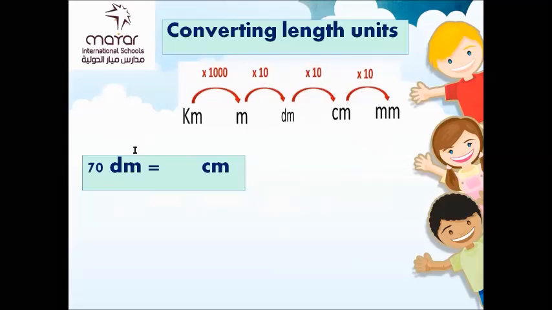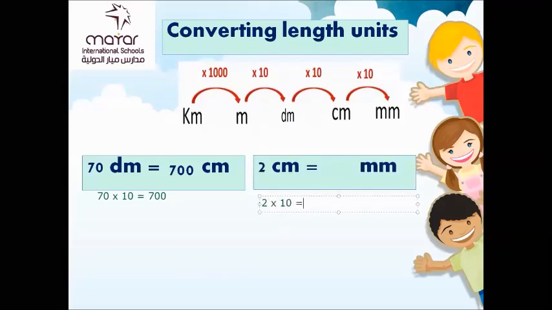So what should we do? We should multiply 70 times 10. 7 times 1 is 7, and we put 2 zeros. So the answer will be what? Excellent, 700 centimeters. Now from centimeter to millimeter, yes, it's times 10. So 2 times 10 is 20. 20 what? 20 millimeters.